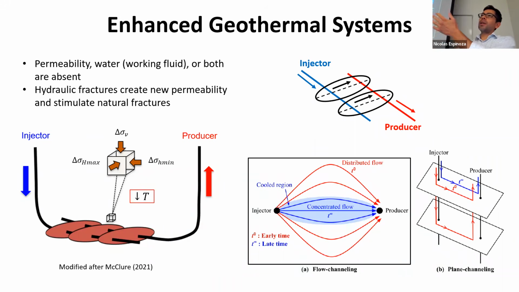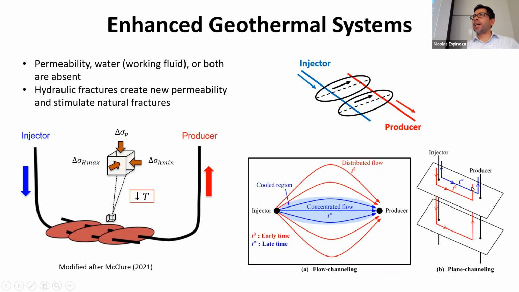So eventually this is going to create a positive feedback mechanism in which all the fluid is just going to go through the center. This is what is called flow channeling. And this is not good, because now your fluid just goes directly from the injector to the producer.